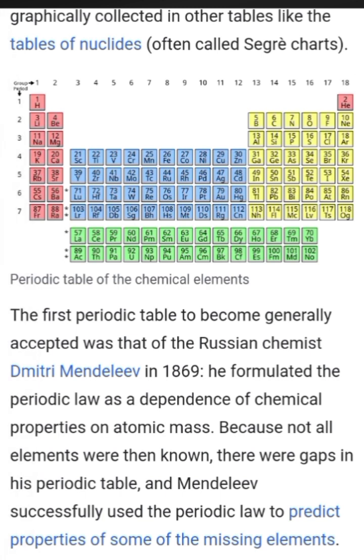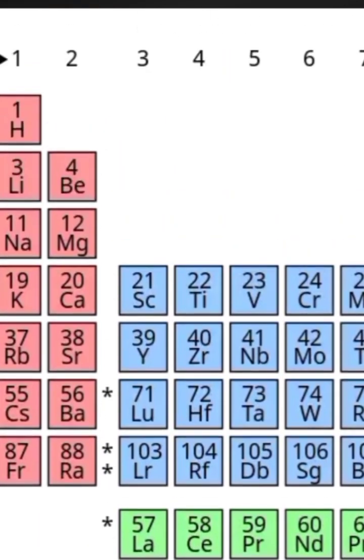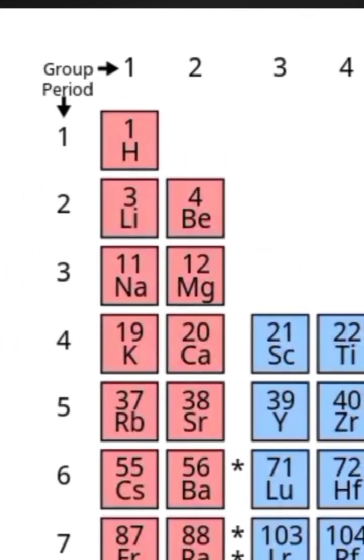This 1 to 18, I don't know if you can see it, number 1 is a vertical column, number 2 is another vertical column, number 3 is another, number 4 is another, up to number 18. The other numbers, 1 to 7, show the periods, in horizontal rows. Let me zoom in so that you see it very well. Do you see it? This shows the groups: 1, 2, 3, 4.